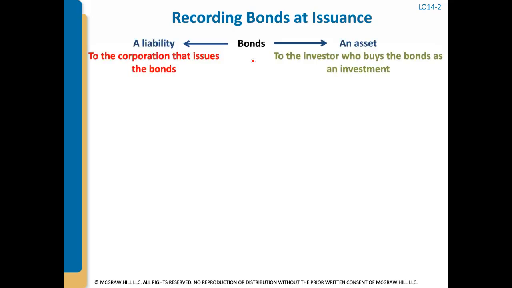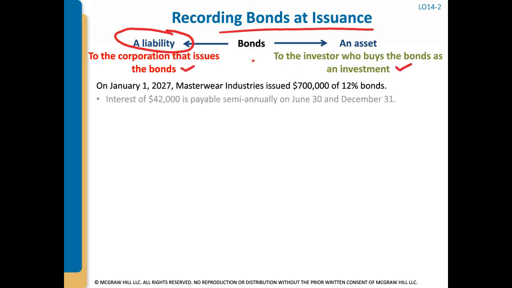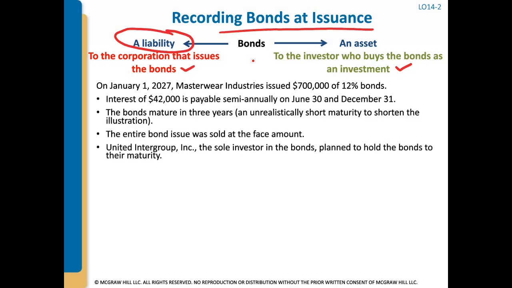When a company issues a bond or they sell a bond, they record a liability because now they're going to owe money to the bondholder sometime in the future. So the company that issues the bond records a liability. The investor who buys the bond records that as an asset, as an investment. Let's look at an example.